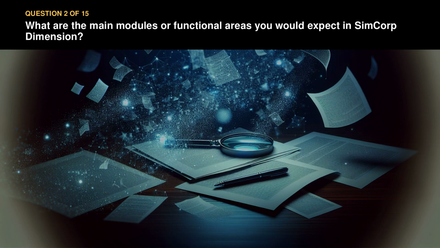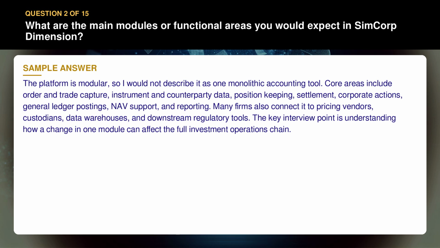Question 2. What are the main modules or functional areas you would expect in SimCorp Dimension? The platform is modular, so I would not describe it as one monolithic accounting tool. Core areas include order and trade capture, instrument and counterparty data, position keeping, settlement, corporate actions, general ledger postings, NAV support, and reporting. Many firms also connect it to pricing vendors, custodians, data warehouses, and downstream regulatory tools. The key interview point is understanding how a change in one module can affect the full investment operations chain.